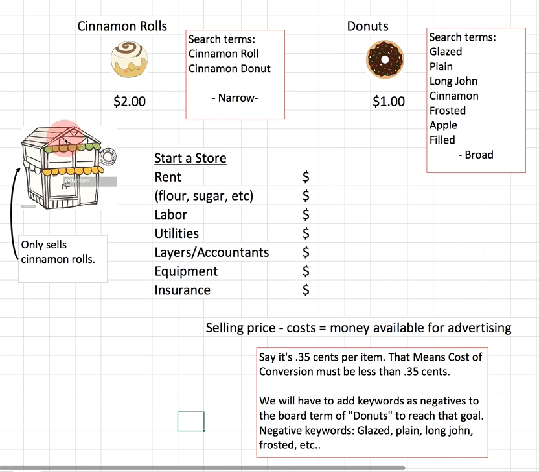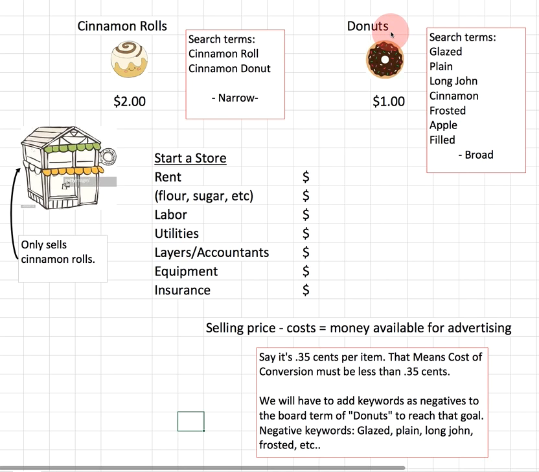So we've got a store selling cinnamon rolls for $2 a piece, and that's the only thing that they sell. The search terms that they'd want to advertise on are things like cinnamon roll, cinnamon donut. But they're also aware that a lot of people looking for a cinnamon roll might actually just type in the word donut. So this is the difference between a narrow search term and a broad search term.